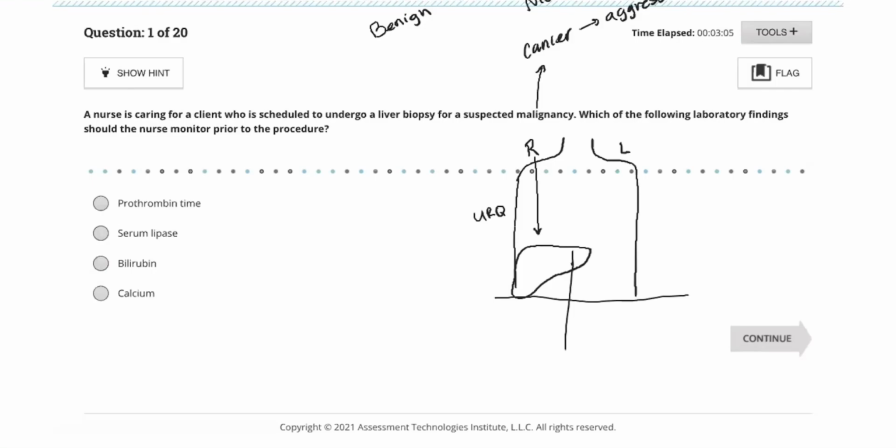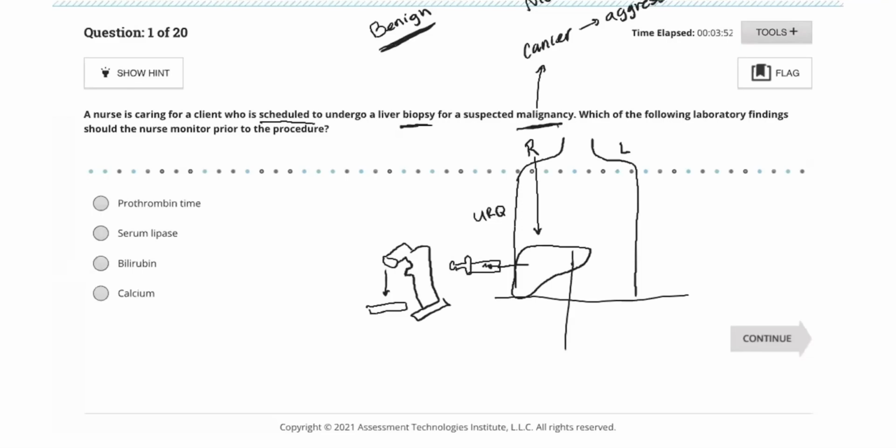So let me explain this question. When it says a nurse is caring for a client, you have this patient. They're scheduled to undergo a liver biopsy for a suspected malignancy. The liver biopsy, by the way, is where they get a little needle like this, a little syringe, and the needle is going to go inside. We're going to aspirate. We're going to remove some tissue so we could put it under observation and find out if that cancer is malignant or benign.